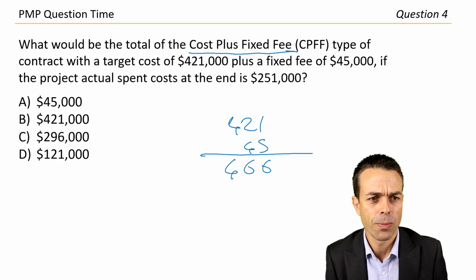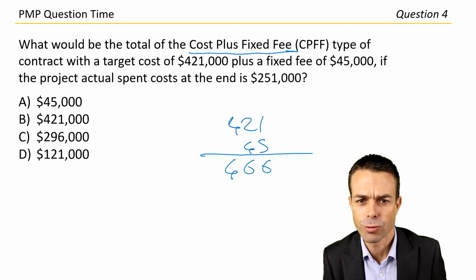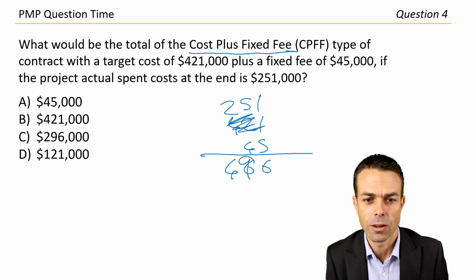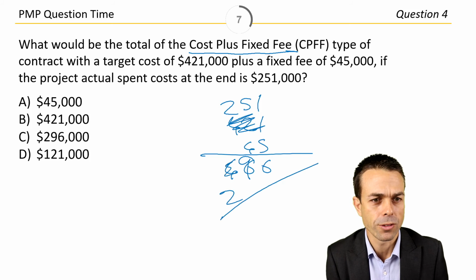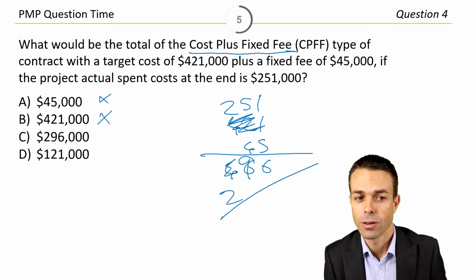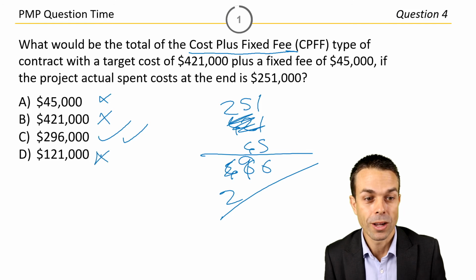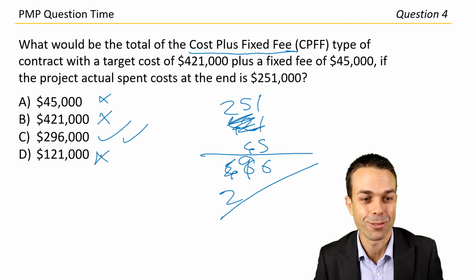466 potentially. If the project actual spent cost is 251. Oh, okay, so it's not 421, it's 251, so it's 296, I think. So not 45, not 421, 296 probably. Let's go with letter C, I think, for this one.